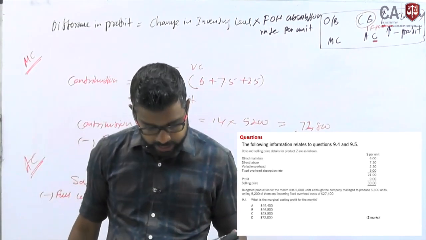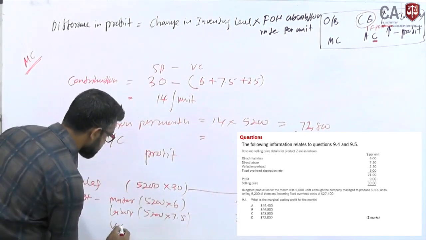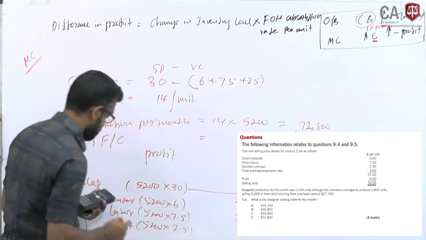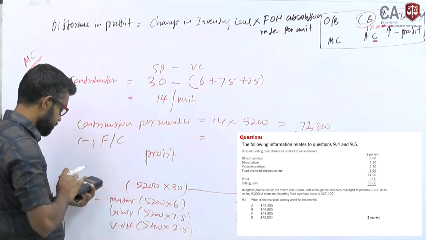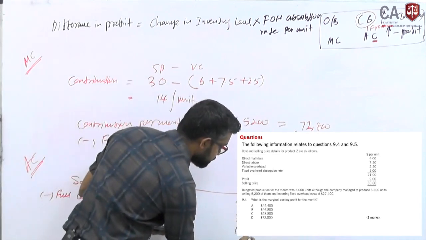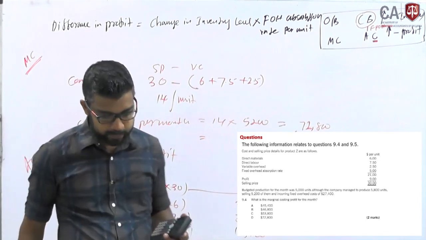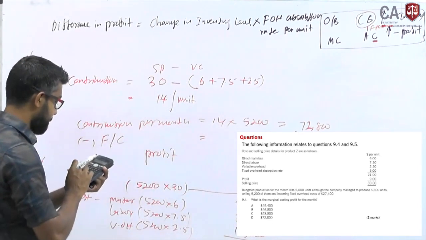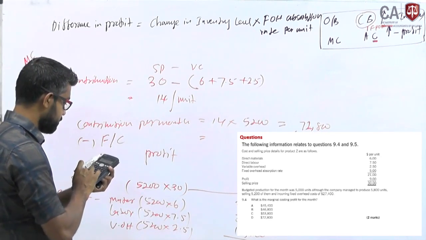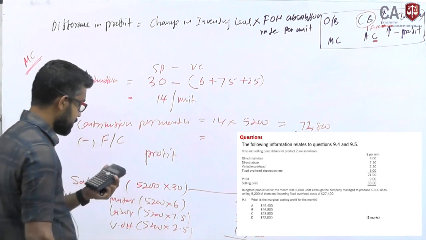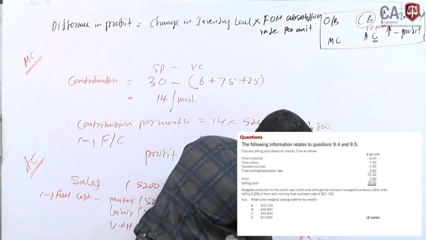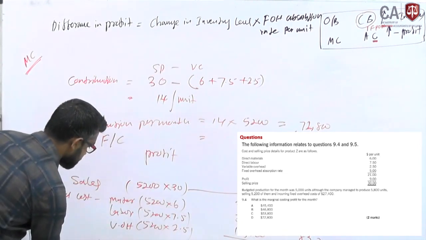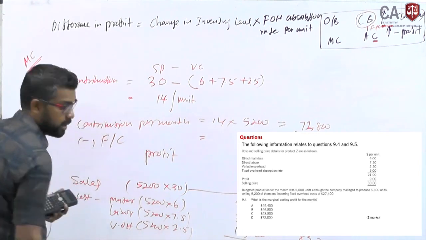39,000, right? Then you have variable overhead: 5,200 into 2.5 is 13,000, right? So then total variable cost is 83,200. Total variable cost. Fixed cost, deduct fixed cost. How much?